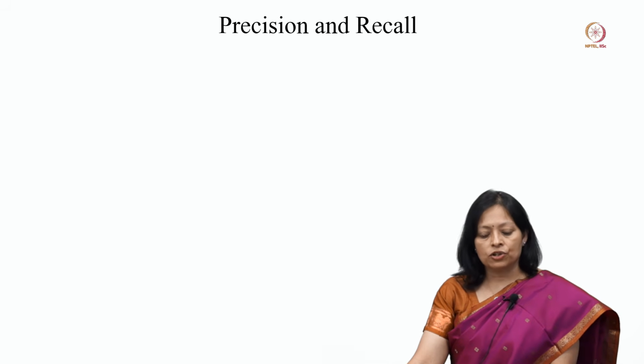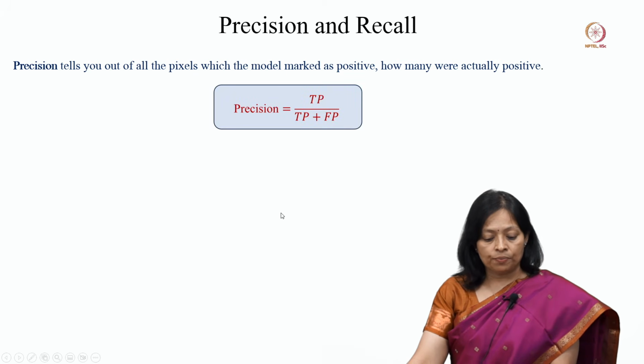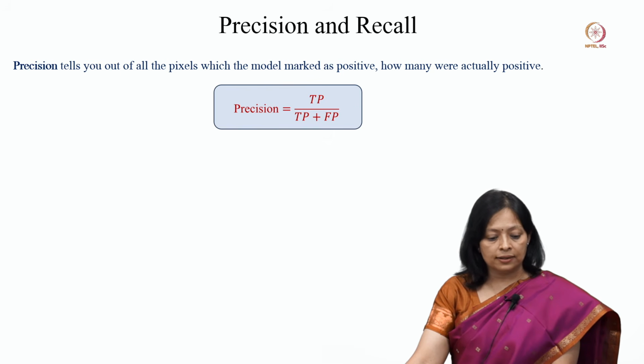Then we have precision and recall. Precision tells you, out of all the pixels which the model marked as positive, how many were actually positive. So precision is true positive divided by true positive plus false positive. The model may give some false positives also. True positive plus false positive is in the denominator, and these are all the positives marked by the model. Out of all the cases marked positive by the model, only the true positive ones are correctly marked. So precision gives us that value.